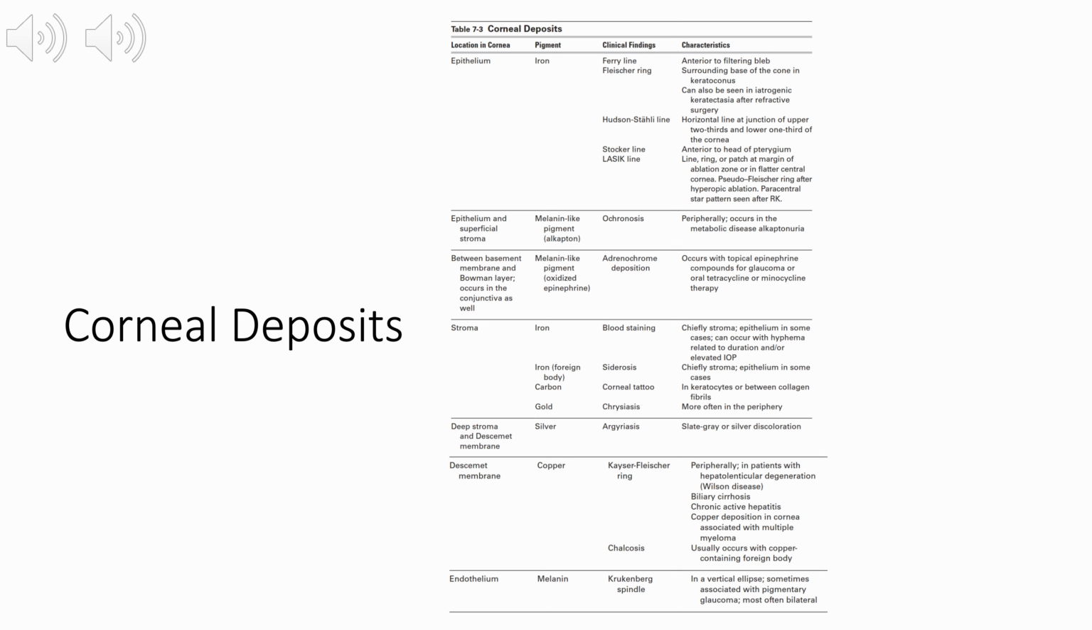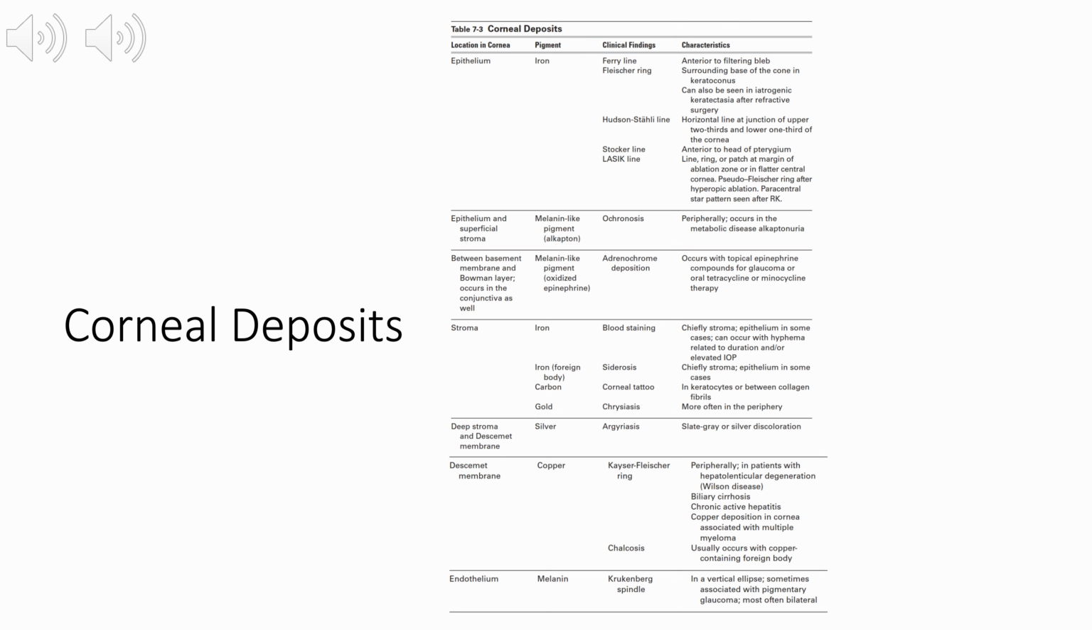Within the stroma, deposits may include iron from siderosis, carbon from corneal tattoos, or gold from chrysiasis, with the latter more often affecting the periphery. In the deep stroma and Descemet membrane, silver deposits can cause argyrosis, presenting as slate gray or silver discoloration. At the Descemet membrane, copper deposition may form a Kaiser-Fleischer ring in Wilson's disease or other hepatic disorders, or present as chalcosis from copper-containing foreign bodies. Finally, in the endothelium, melanin deposits can create a Krukenberg spindle, typically appearing as a vertical ellipse and sometimes linked with pigmentary glaucoma.